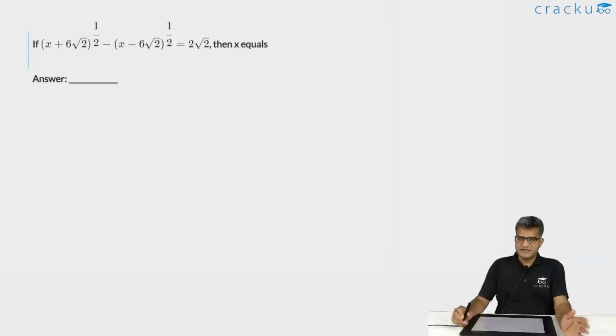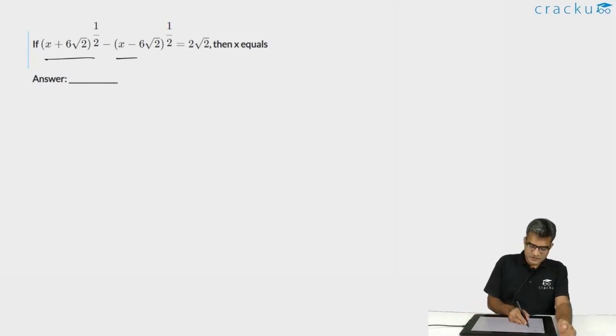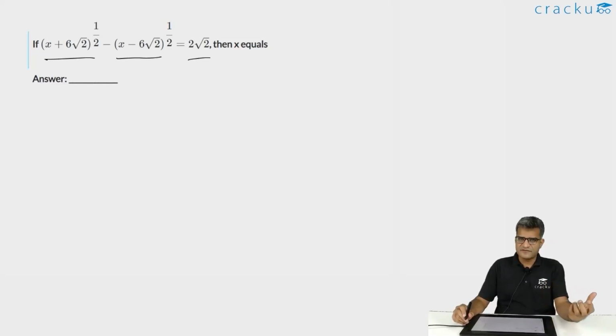In this question, we are given an expression and we are asked to calculate the value of x. We are told that square root of x plus 6 root 2 minus square root of x minus 6 root 2 is equal to 2 root 2. So when you are getting this kind of square roots, let us first simply square the entire expression.